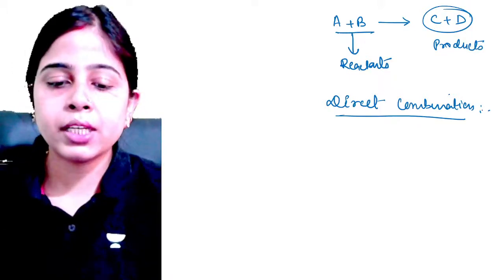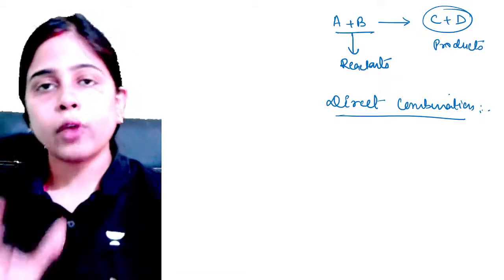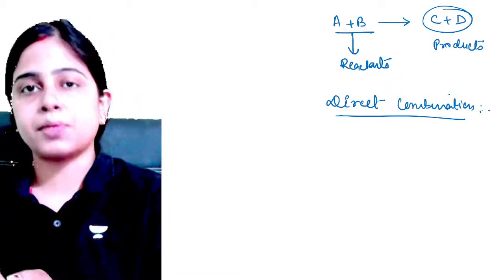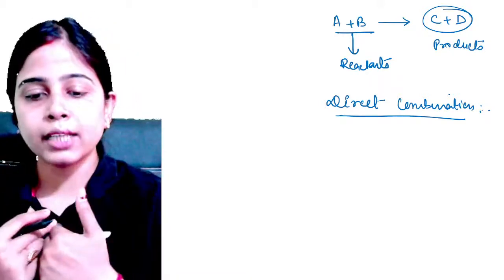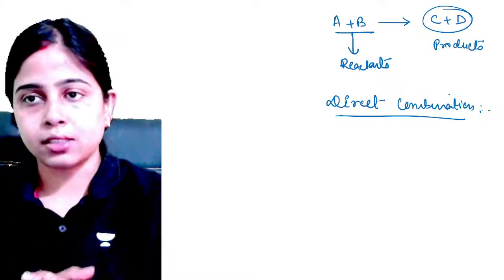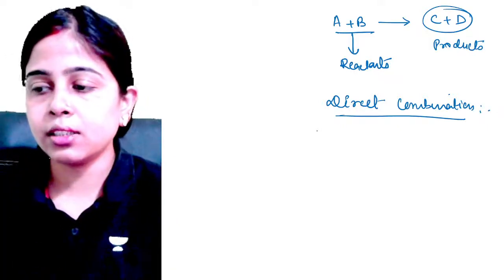So direct combination means a reaction where your two or more substances will combine together to form a single substance. Okay, direct combination में क्या होता है?